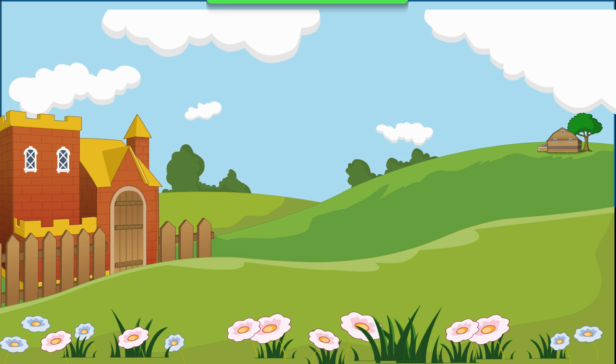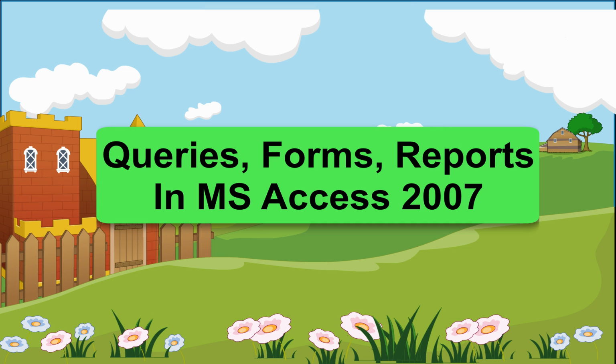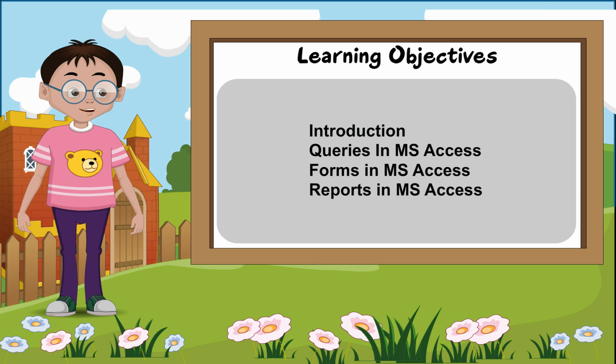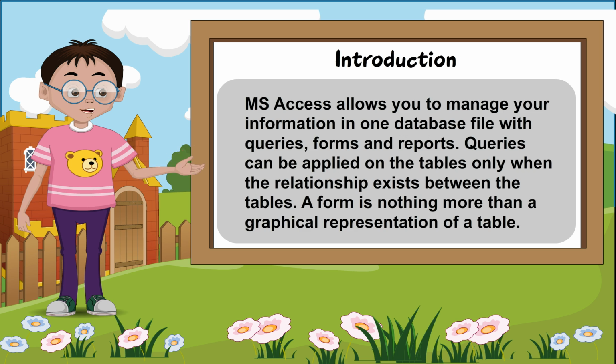Chapter 3 Queries, Forms, Reports in MS Access. Learning Objectives: Introduction, Queries in MS Access, Forms in MS Access, Reports in MS Access. Introduction: MS Access allows you to manage your information in one database file with queries, forms and reports. Queries can be applied on the tables only when the relationship exists between the tables.